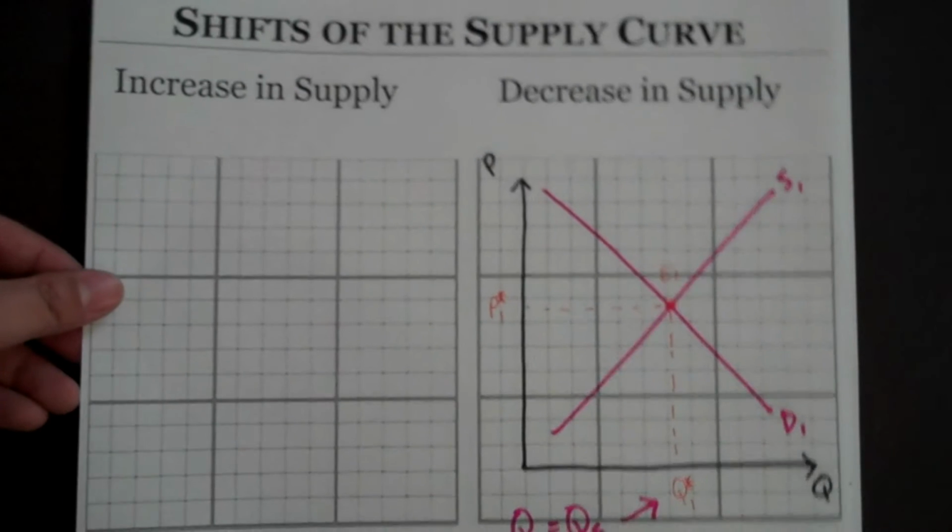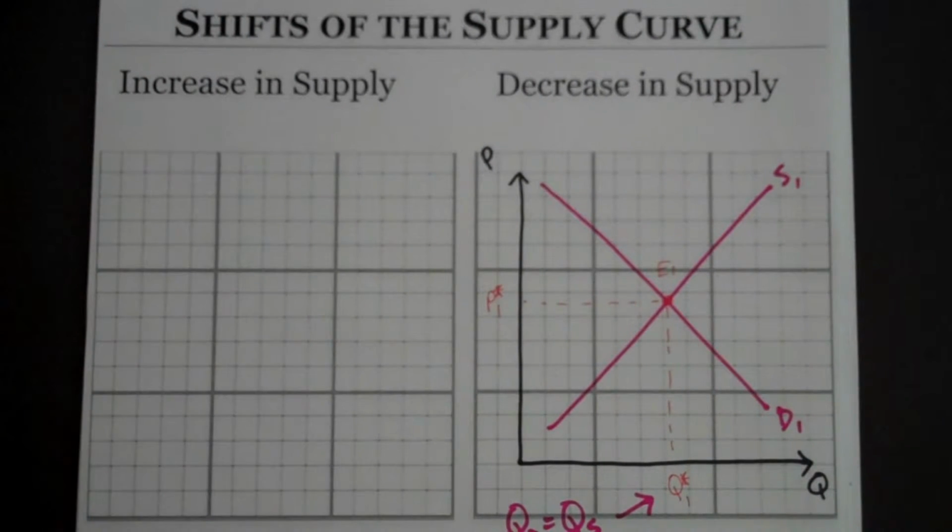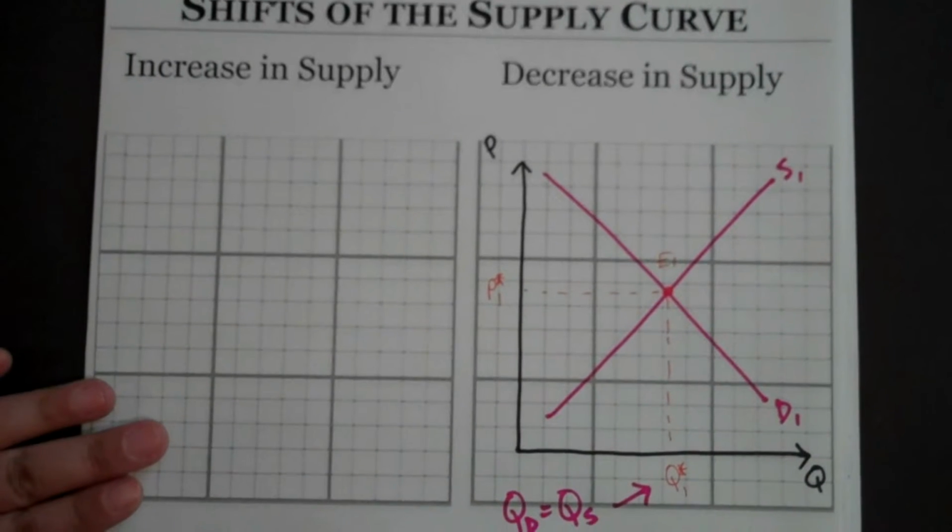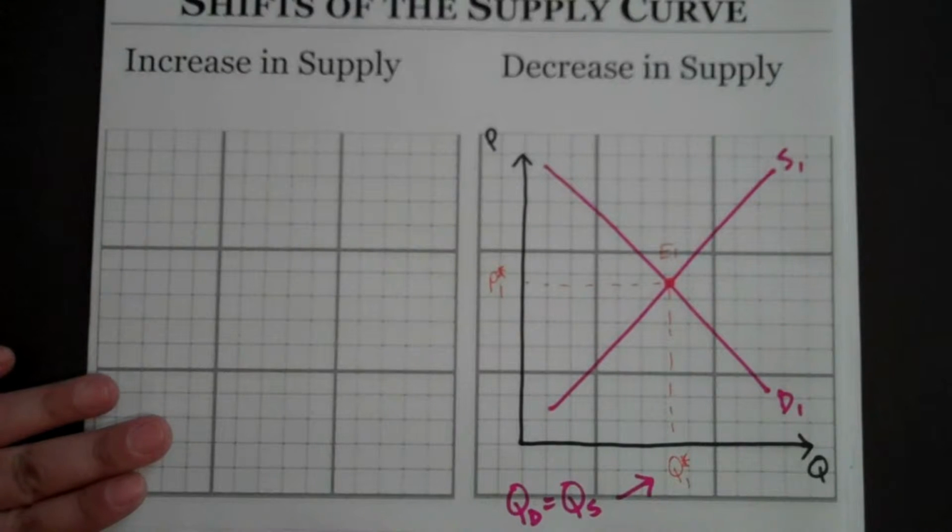Then we need to find our equilibrium points. Our equilibrium point is where demand and the supply curve intersect. The price associated with this equilibrium point is price P1. The quantity associated with this equilibrium point is quantity Q1. And at this quantity, quantity demanded is equal to the quantity that's supplied.